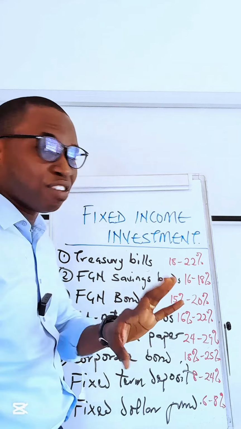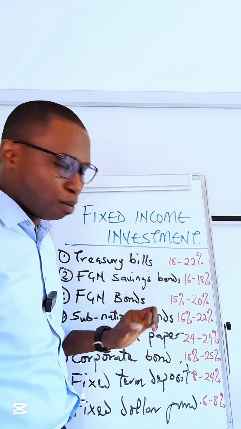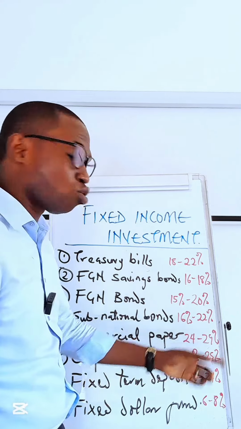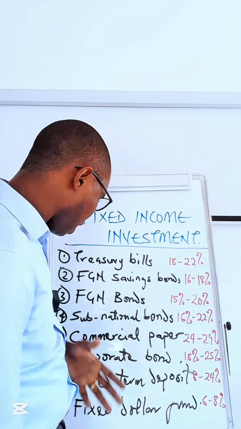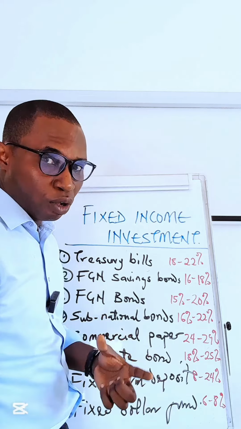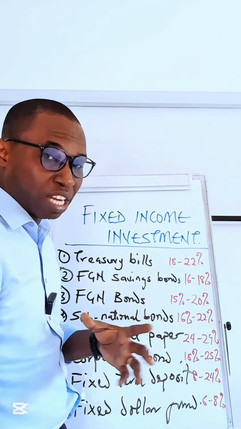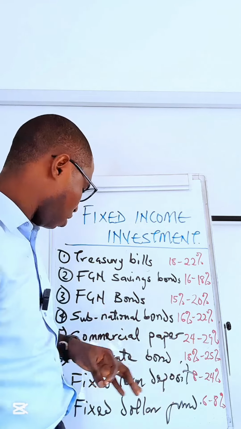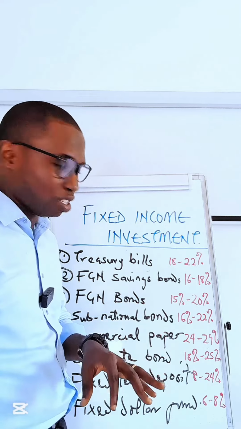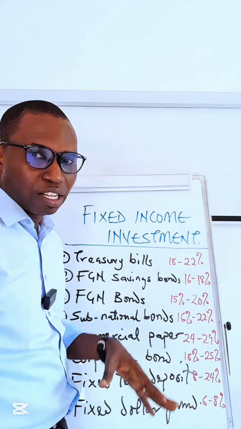What is number five? Number five is commercial paper. It's also a fixed income instrument. Commercial paper offers between 24 to 29%. Then we have corporate bonds. Corporate bonds currently offers between 18% to 25%. Then we have fixed term deposits. It offers between 8% to 24%.